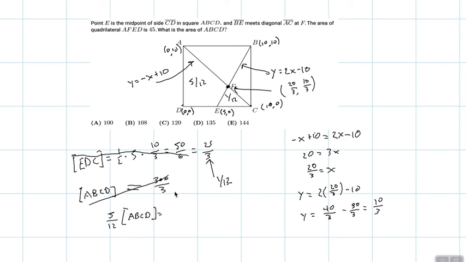is equal to the area of this region, which we're told is 45. So therefore, the area of ABCD is 45 times 12/5, which is 108. So the answer is choice B.